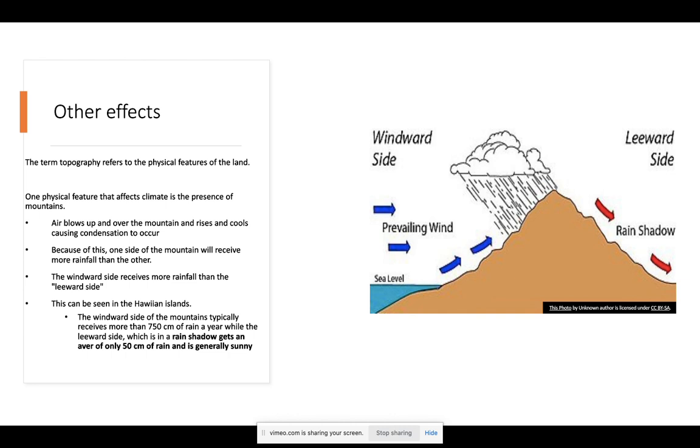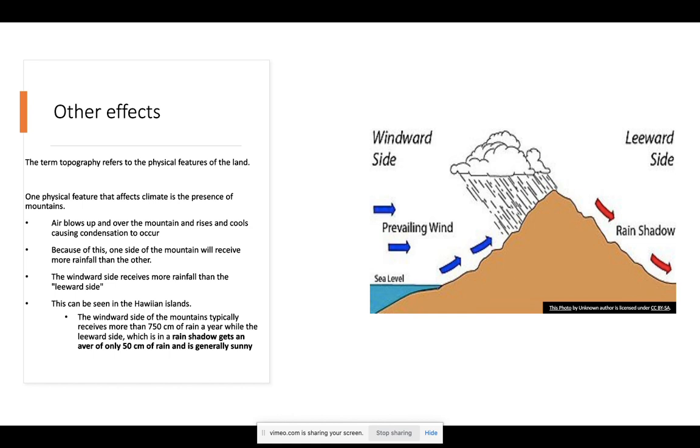So, mountains will kind of dictate climate. And as we previously discussed, the term topography just refers to the physical features of the land. So there are these two things called the windward side and the leeward side, and this is just in reference to rainfall. As you can see here on the right hand side of the screen, we're going to begin discussing something called the rain shadow effect, and this is going to be described through this picture as well as the text on the side.